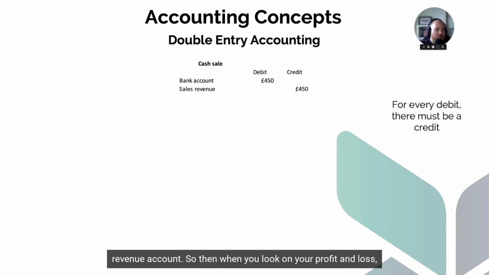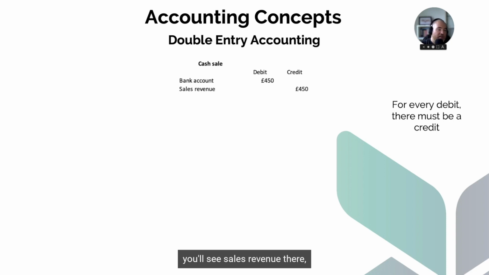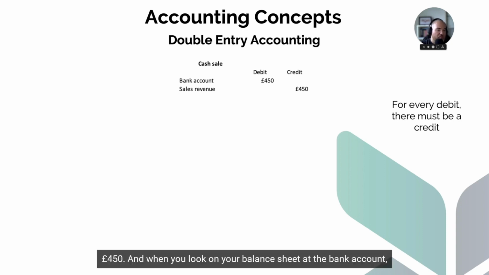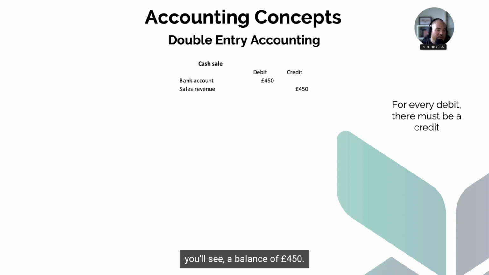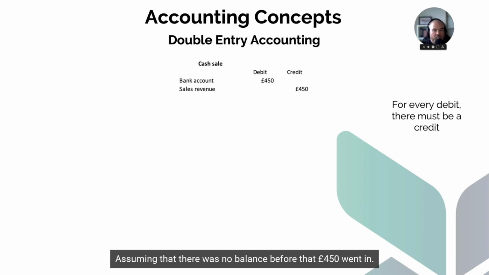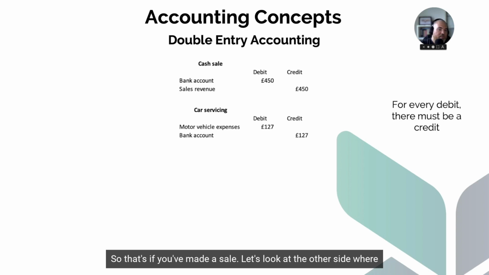So then when you look on your profit and loss, you'll see sales revenue there, 450, and when you look on your balance sheet at the bank account, you'll see a balance of £450, assuming that there was no balance before that 450 went in. So that's if you've made a sale. Let's look at the other side where we've spent some money. So in this case, we've had to get our car serviced. It's a company car, so the company's paying.